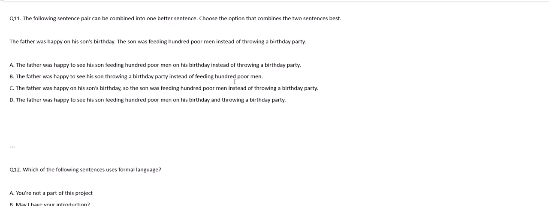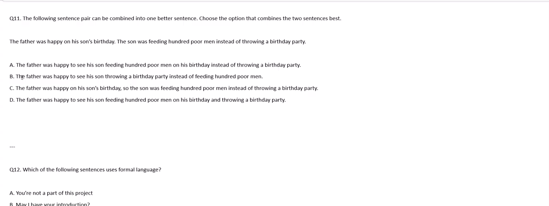Okay, let's go through the options so that we can come to know which is the correct option. See option A. The father was happy to see his son feeding 100 poor men on his birthday instead of throwing a birthday party. The first option is looking good because here it uses a smooth transition. It's looking grammatically correct and it's a smooth sentence. Let's cross check other options so that we can find any other similar answers.